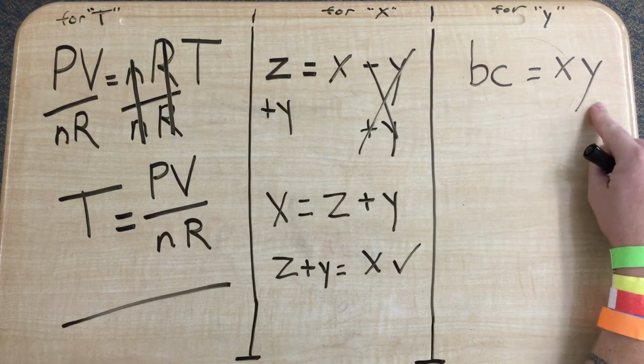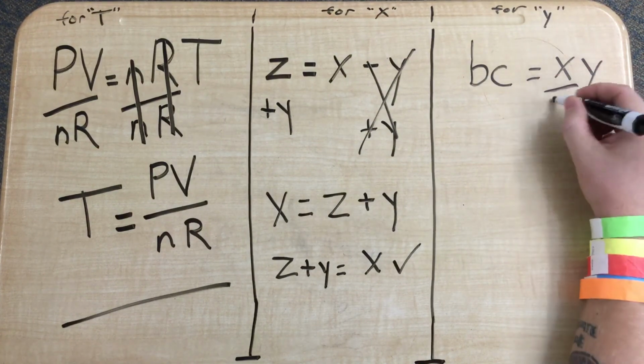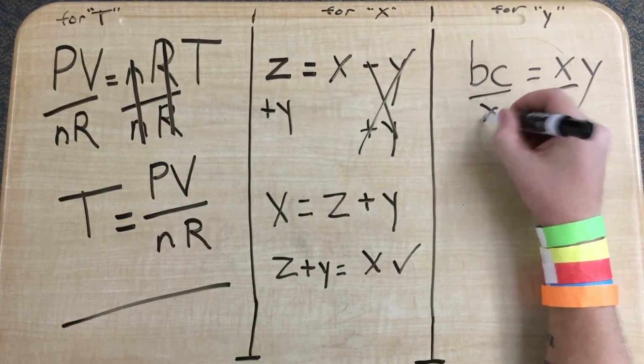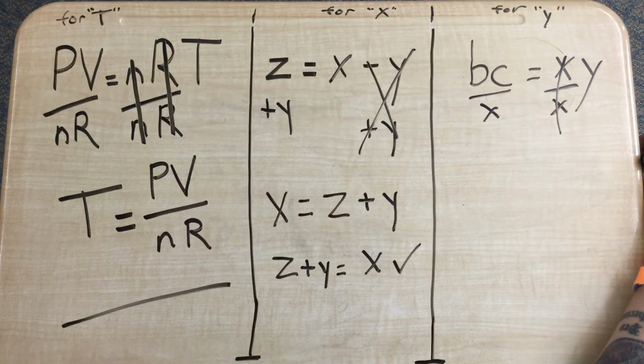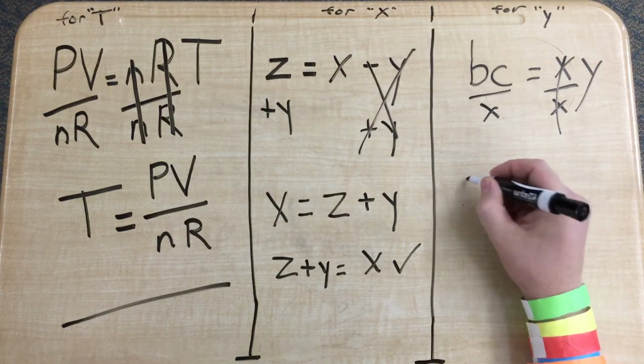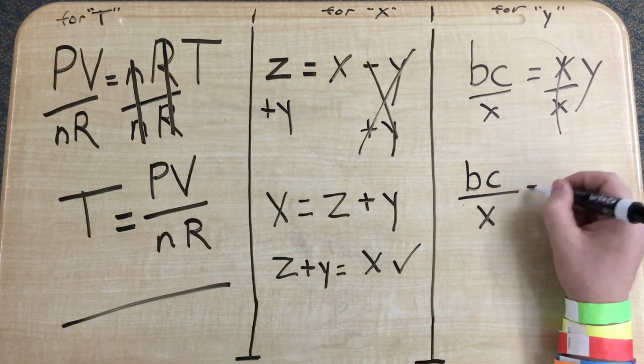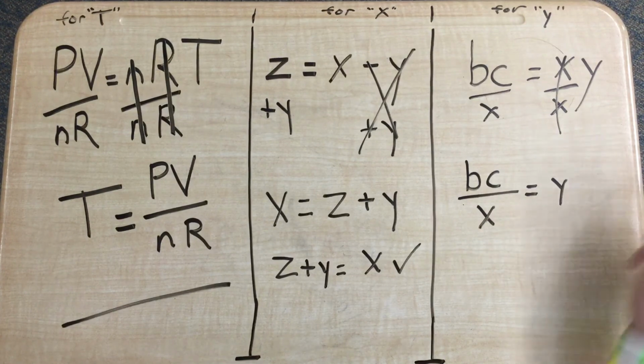If we want to get the y all by itself, well, there's an x that's being multiplied by it, so we divide by x. The x's cancel out. I divided over here, now they're gone, but I still divided over here. My final answer is BC over x, because I divided by the x, equals y all by itself.